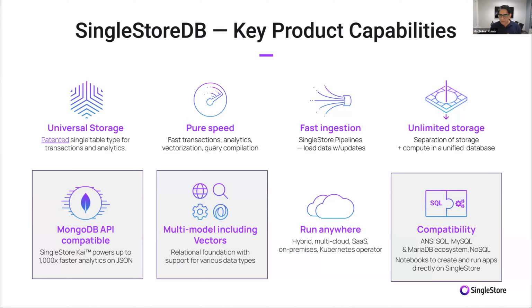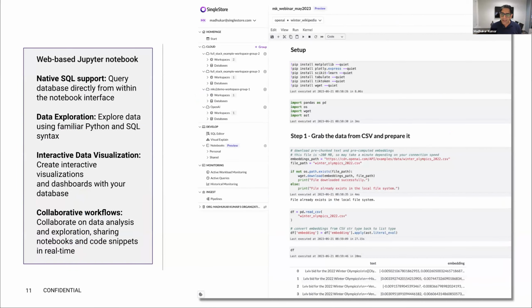We have had vectors since 2017, and we have customers that have been using production vector-based applications for years, which has created things like face recognition as well as image matching and so on. And then, of course, finally, the last thing I would say is something called notebooks that we added recently.